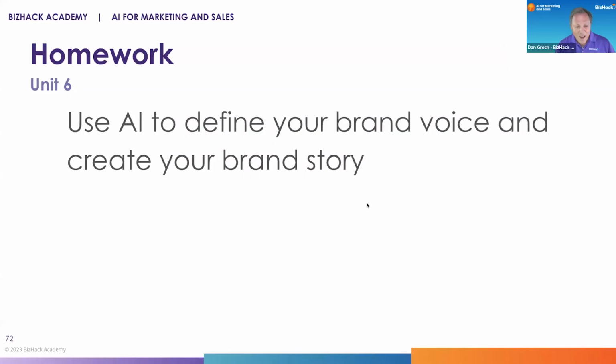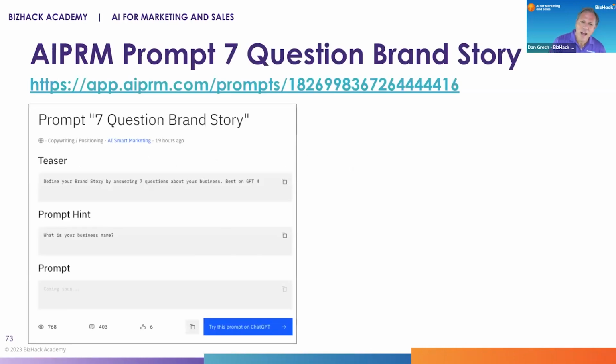So in Unit 6, we invited you to use AI to define your brand voice and create your brand story. And gosh, there happens to be an AI PRM prompt, the 7-question brand story. That's a fantastic place to start. We have a full demo of how that can be used. The other great way to do this is Jasper, which is one of the great AI for text tools, has started to build brand story and brand voice prompts into their default settings.